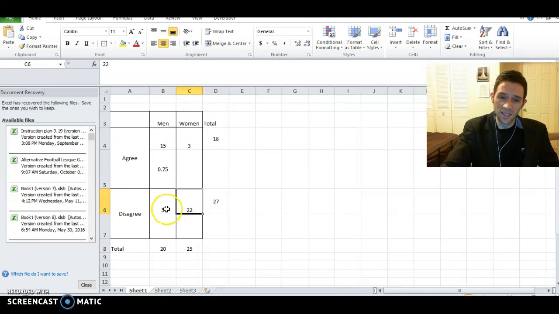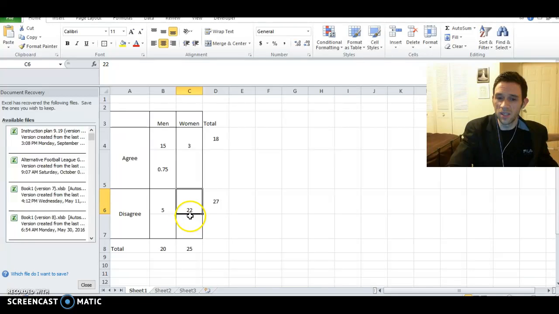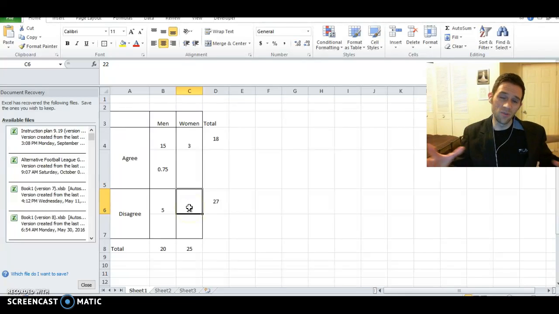So really there's only one cell, and it could be any cell in this table. This, this, this, this. If you have the totals, you can put in any cell and figure the rest out. So if I just had 22 here, I know this is 5 because 27 minus 22 is 5. And I know this is going to be 3 because 25 minus 22 is 3. So with one single cell, we could fill out the rest of this table. It's kind of like a cool little Sudoku puzzle or something like that.